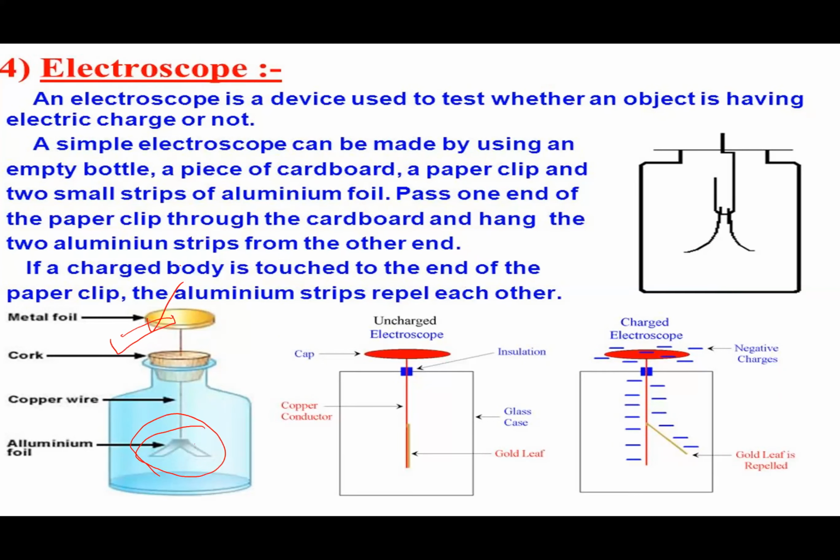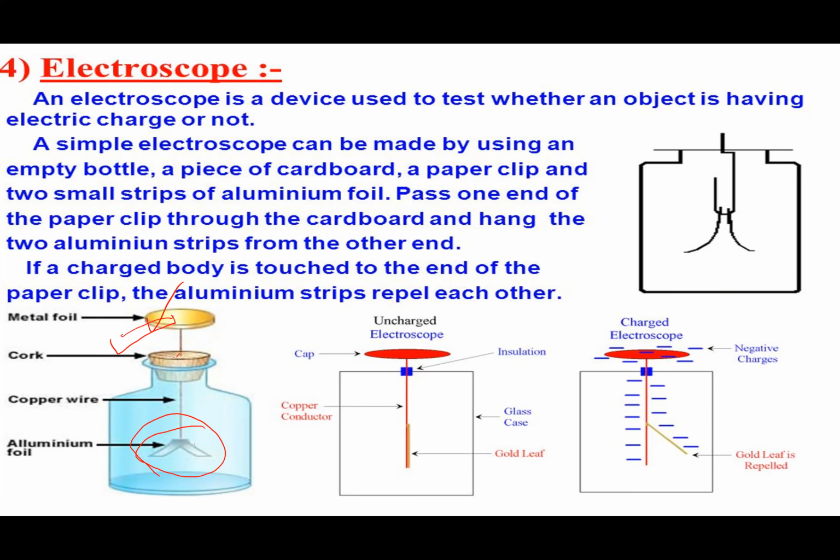To check the presence of charge, a simple electroscope can be made by using an empty bottle, a piece of cardboard, a paper clip, and two small strips of aluminum foil. Pass one end of the paper clip through the cardboard and hang the two aluminum strips from the other end. If a charged body is touched to the end of the paper clip, the aluminum strips repel each other.